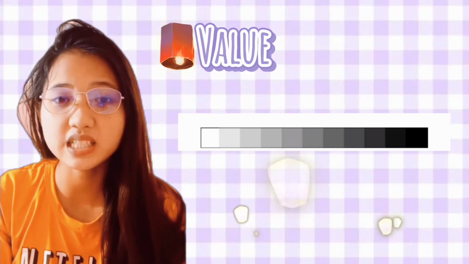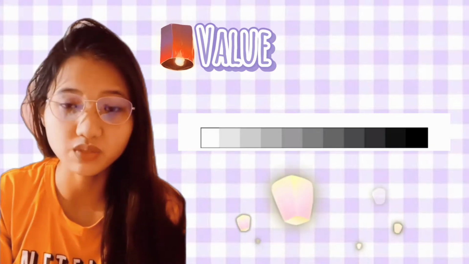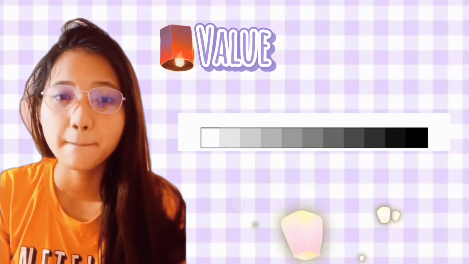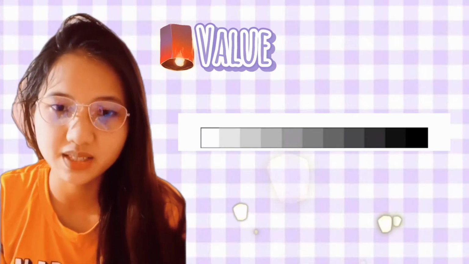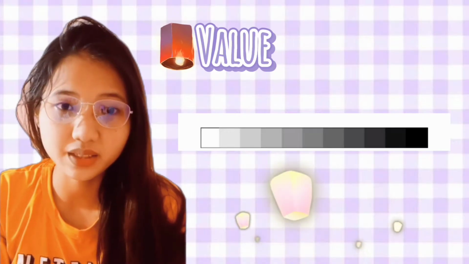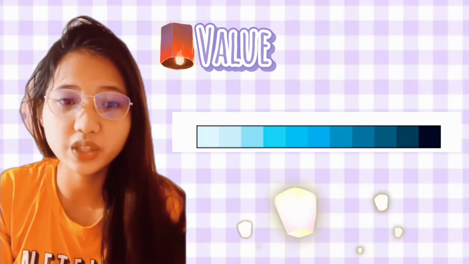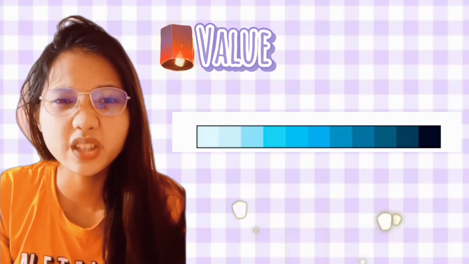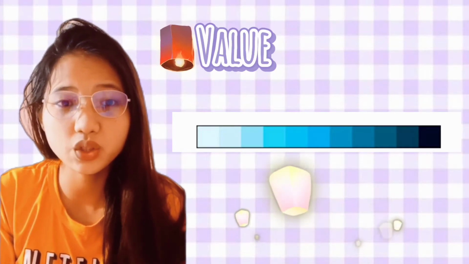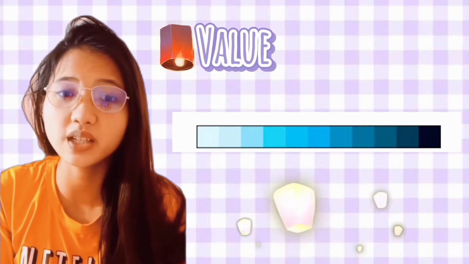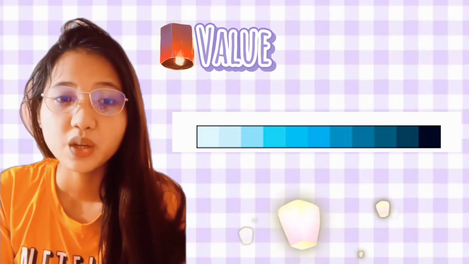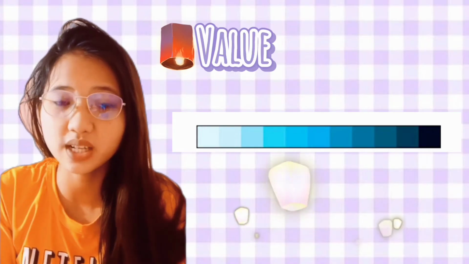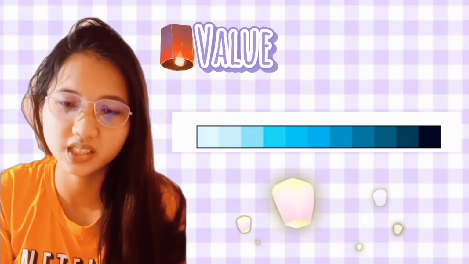White is the lightest value while black is the darkest value. Middle gray is the value halfway between the two extremes. Look also at example number 2. A color's value can be changed by simply adding white or black to it. When you add white to a hue, you get a lighter value, and we can also call it a tint. When you add black to a color, the value darkens, and that's called a shade of that color.